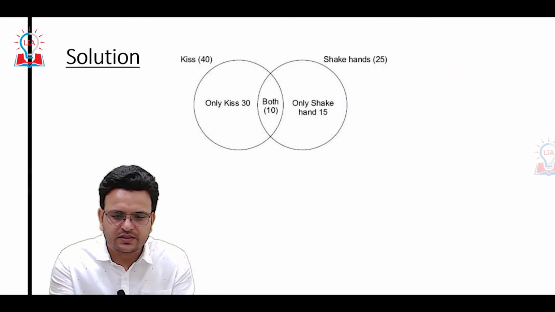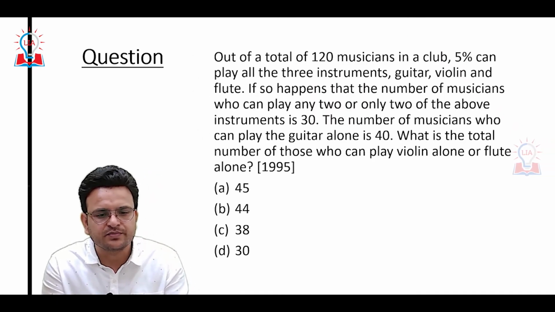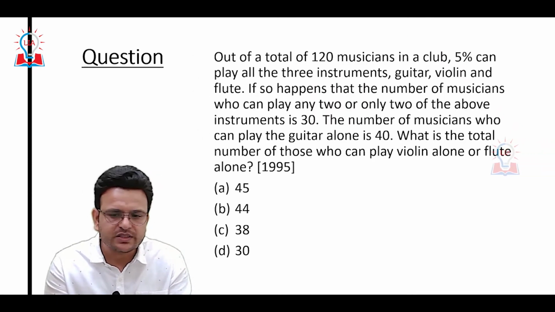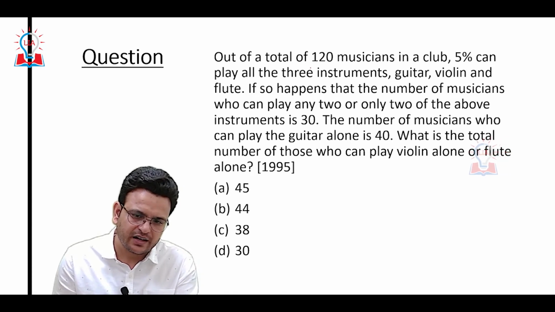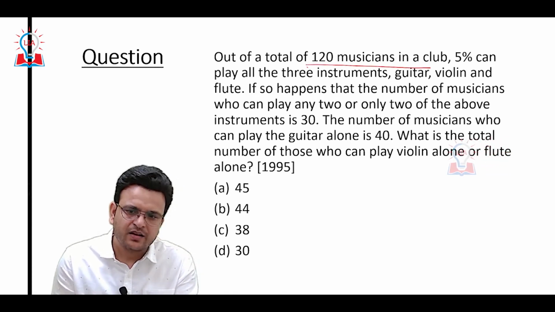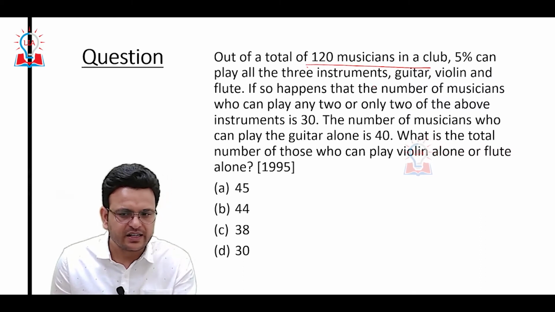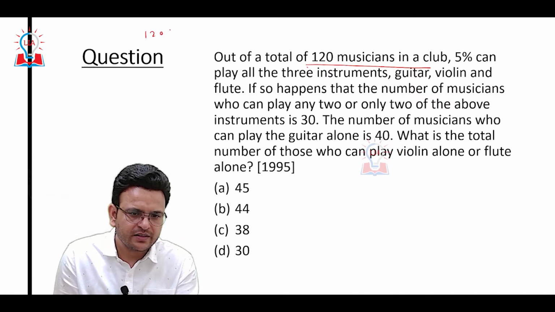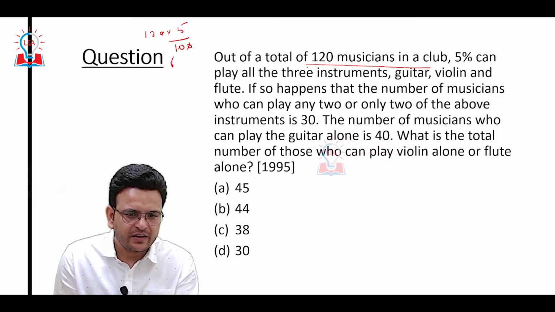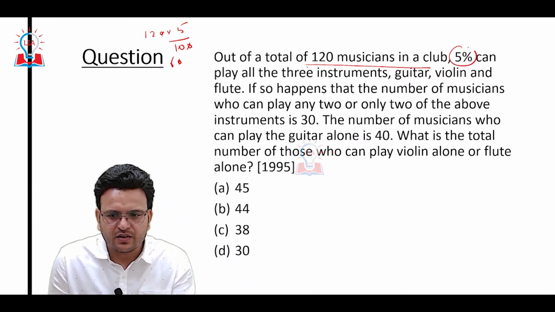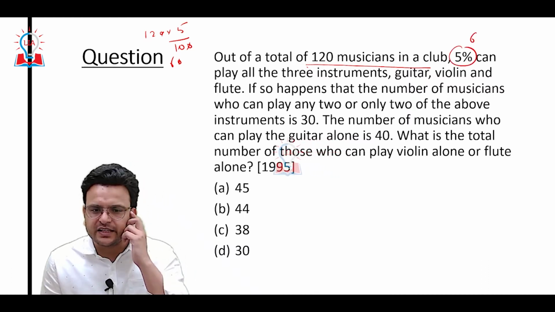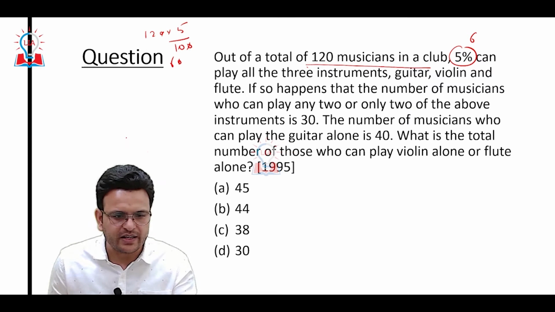Now see one more question. Out of a total of 120 musicians in a club, 5% can play all 3 instruments, guitar, violin and flute. So 5% of 120 will be 6, and there are 3 instruments.